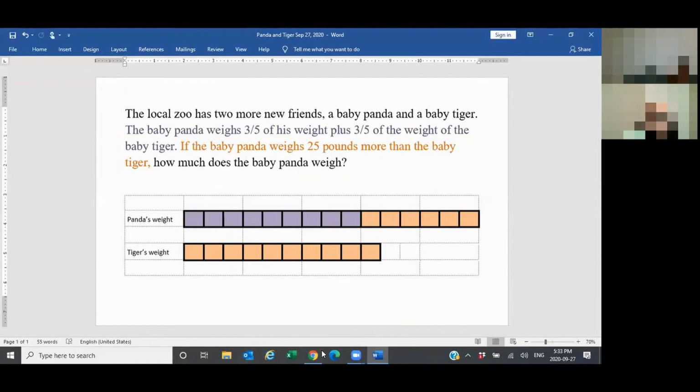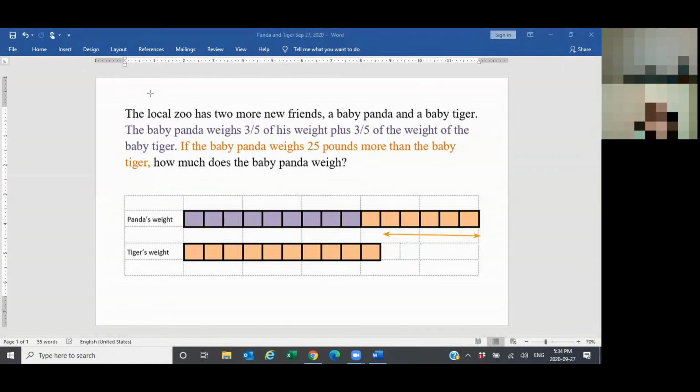Now we have to figure out what each smaller rectangle represents in pounds. The baby panda weighs 25 more pounds than the baby tiger. The baby panda also has 5 more smaller rectangles than the baby tiger. So that means those 25 pounds must be represented with those 5 smaller rectangles. So 25 divided by 5 is 5. So now we know that each smaller rectangle represents 5 pounds.